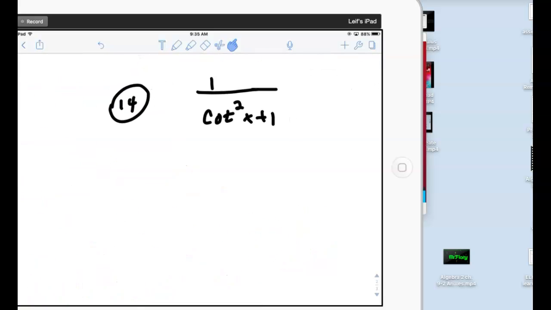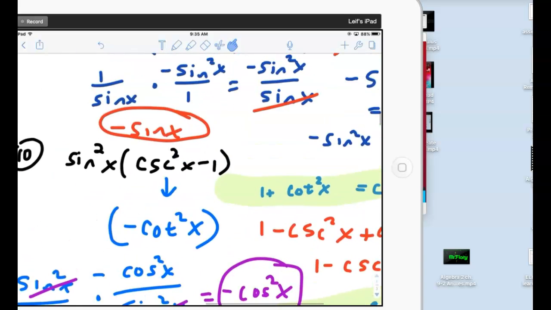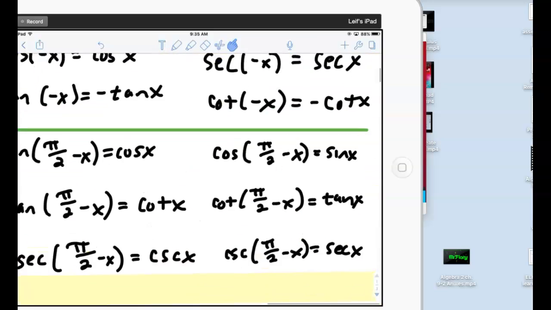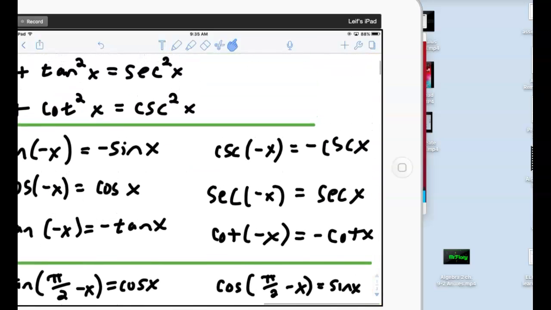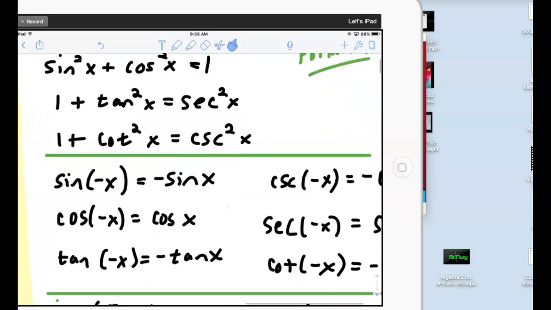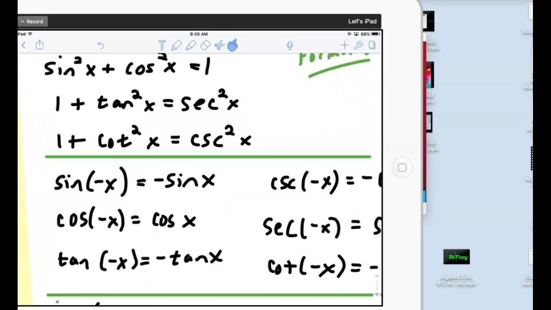14. Cotangent squared of x plus 1. So that looks like something I might find in a formula up there. If I go back up to the top here, cotangent squared of x plus 1. Oh, there it is right there, right? Cotangent squared of x plus 1 is equal to cosecant squared.